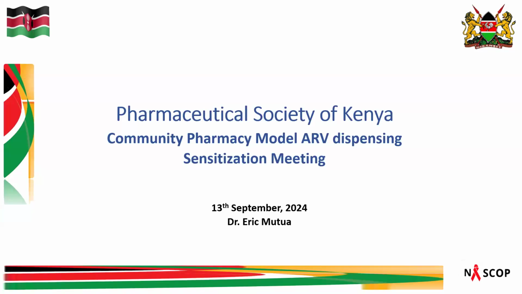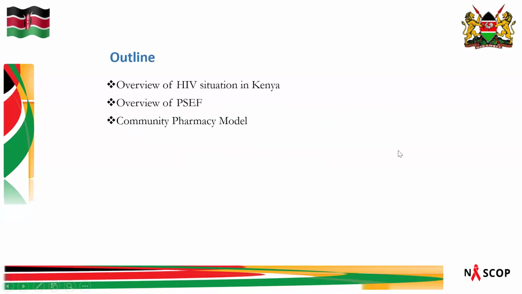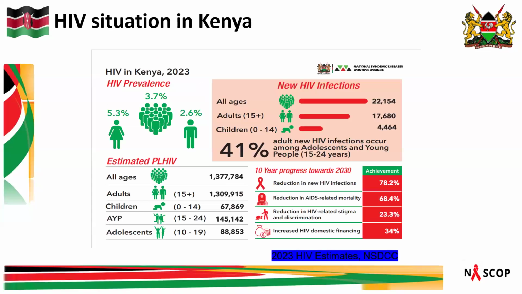So I'll get started. This is my outline of the presentation. We are going to do an overview of the HIV situation in the country. Then we do an overview of the private sector engagement framework, the anchor document which has enabled us to start ARV distribution in community pharmacies. Then we shall delve into the community pharmacy model itself. So allow me to start with the HIV situation in the country, just an overview.